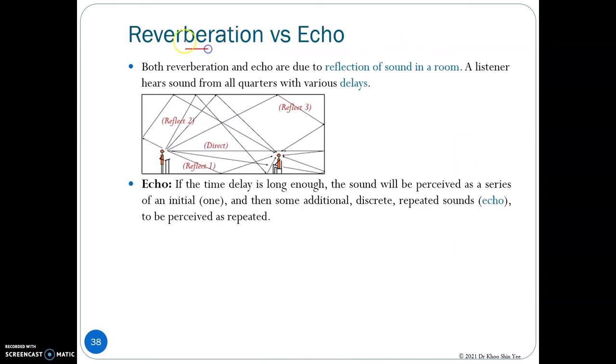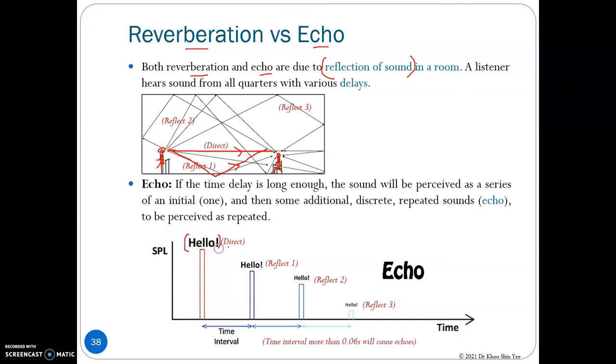So far, we have discussed the reverberation, and you must know the difference with respect to the echo. Both reverberation and echo are due to the reflection of sound inside a room. For example, in this case, this person is speaking and the receiver is here where he listens to the sound in various paths. So you have the direct path and you also have the reflection path. When the person here says hello, since the direct path is shorter, the sound will reach the receiver faster. The sound of hello will reach the receiver slower through the reflection path 1 here. So you listen to the second hello due to the reflection.